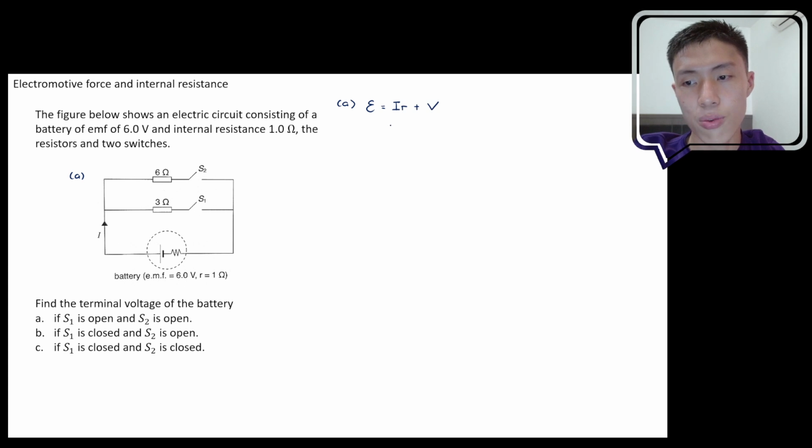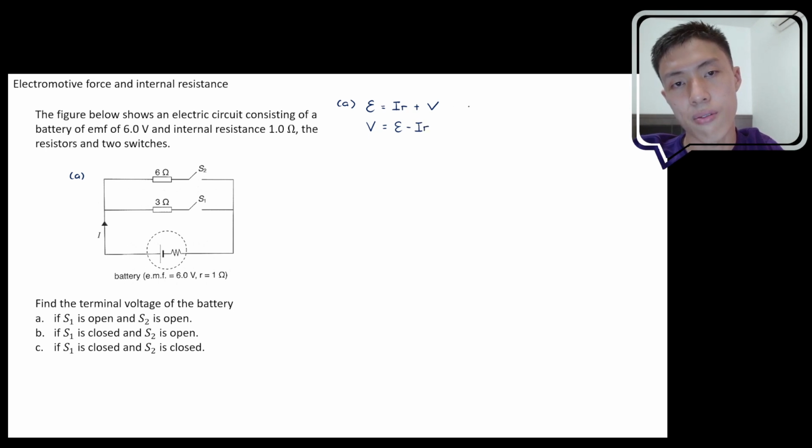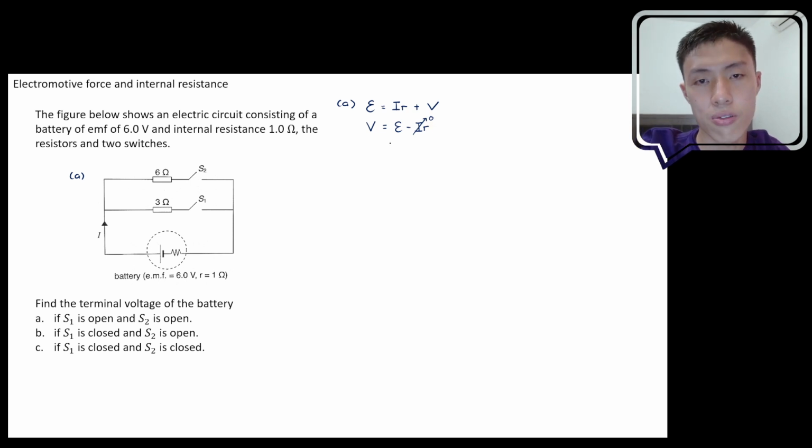They are interested in the terminal voltage, so we can rearrange the equation to be V equals epsilon minus Ir, and from there we know that there is no current flowing because both of the switches are open. If they are open, then current cannot flow through, right? This is an incomplete circuit, therefore your current will be equal to 0. So for sure you see that your terminal voltage will be equal to the electromotive force, and that's why the value here will be equal to 6.0 volt.